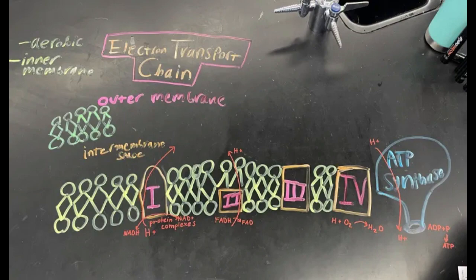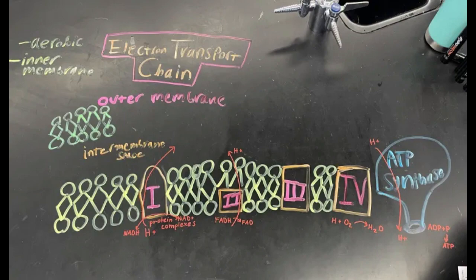ATP synthase also transports the H+ ions across the membrane. At the end of the ETC, the electrons are accepted by oxygen, forming water. Oxygen is the final electron acceptor, very important for the continued flow of electrons into the ETC.